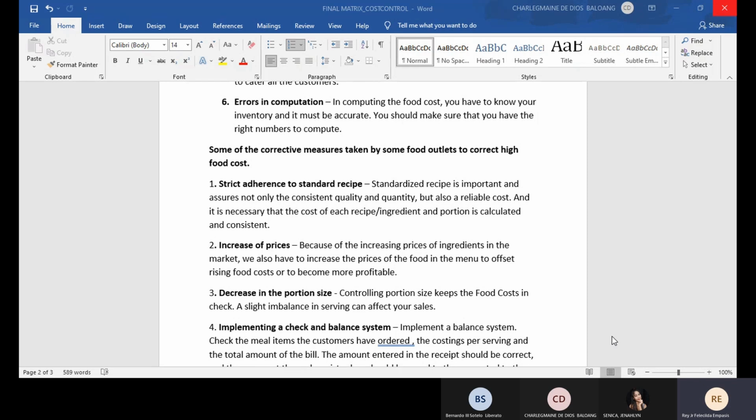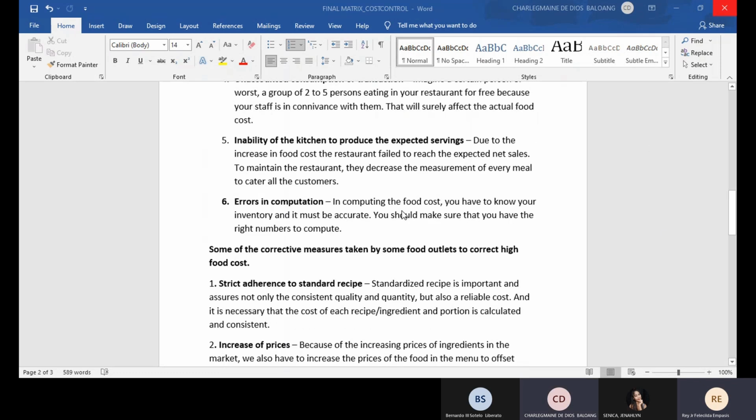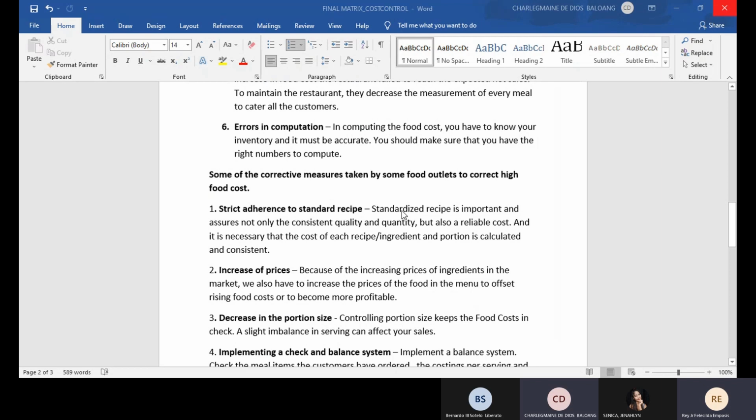Standard recipe is important in assuring not only the consistent quality and quantity, but also a reliable cost. Ito yung kanina, di ba? Ayun ba yun? Oo, ito yung kanina.